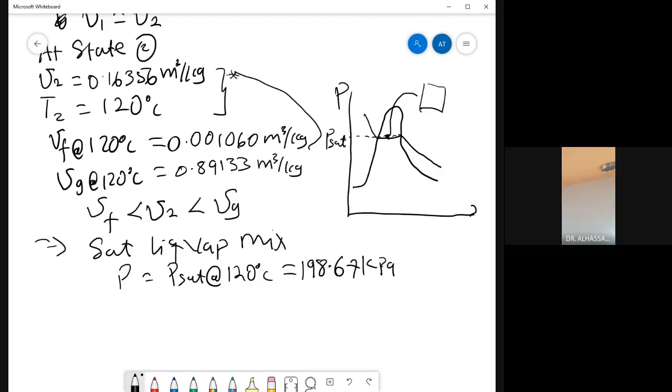Okay. So now we'll look for the internal energy. So internal energy U equals Uf plus x times Ug minus Uf. Okay? So now we need to determine the value for x. So now we can determine x from V.